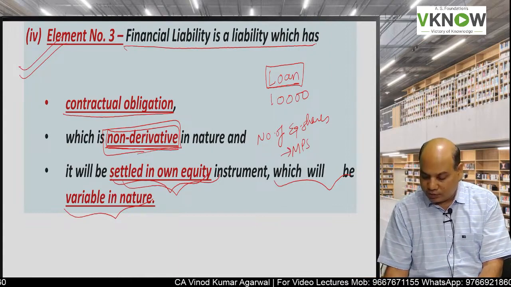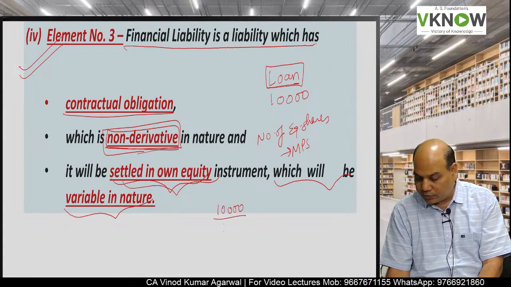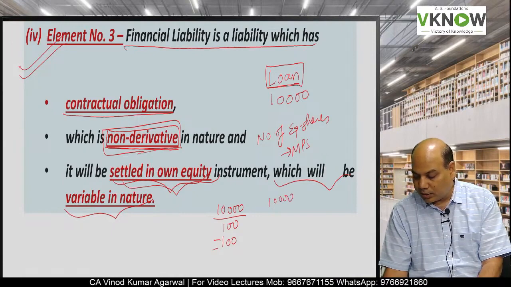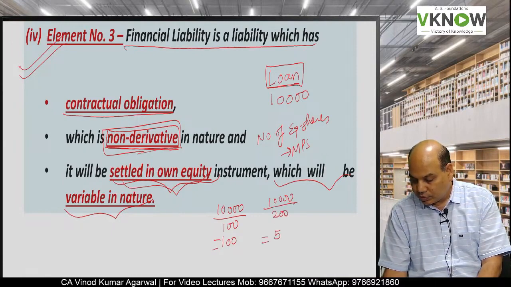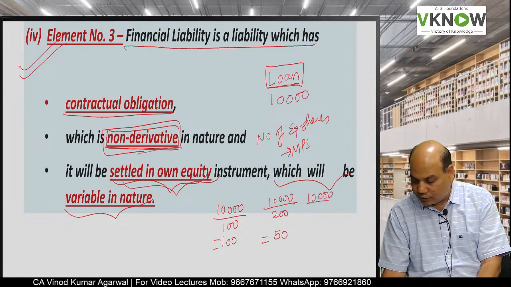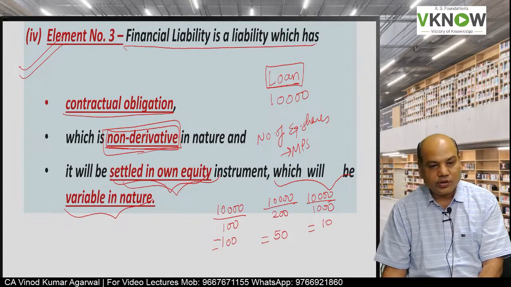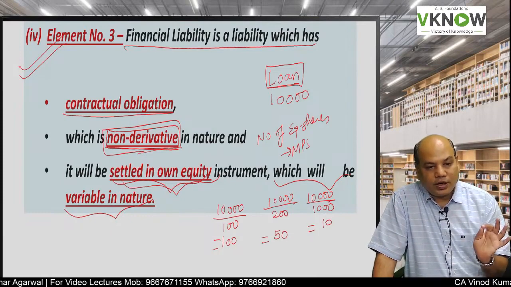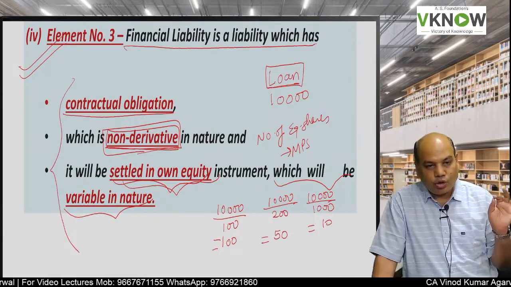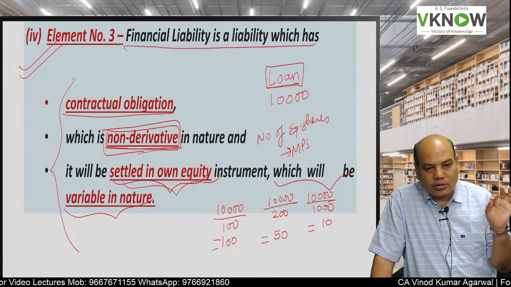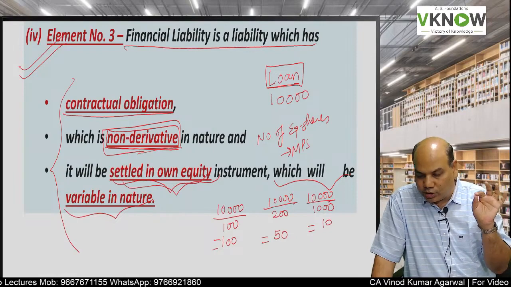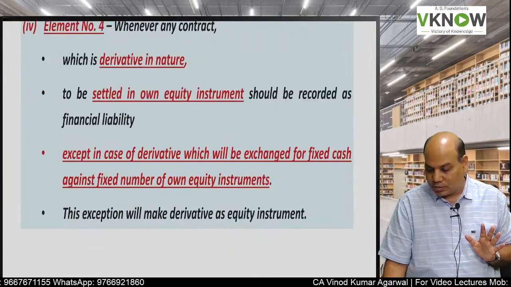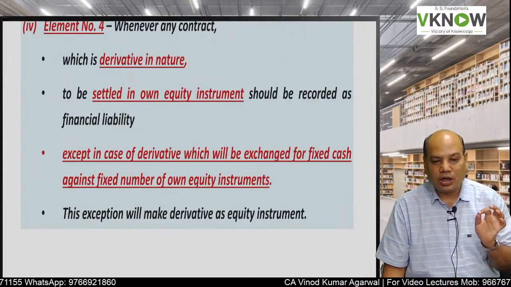Now tell me how many equity shares will be issued. If the market price of the share is 100 rupees, then 100 shares will be issued. If the market price of the share is 200 rupees, then 50 shares will be issued. If the market price of the share is 1000 rupees, only 10 shares will be issued. So in that case, we will call it a financial liability. So the summary of this is a non-derivative contract where the settlement will be based on own equity instrument and the number of equity instruments to be used will vary. Then in that case it will be a financial liability.